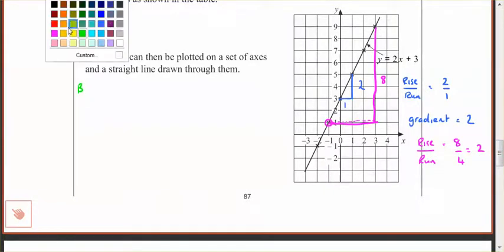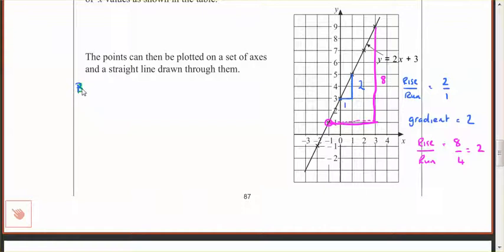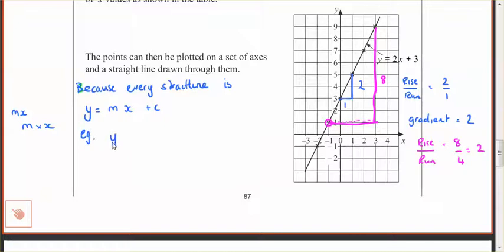Oh, use a different colour, be better. So if I say, because every straight line is y equals mx plus c. So just to remind you, mx means m times x. Okay, so it's multiplying. So for example, it's y equals 2x plus 4, for instance.